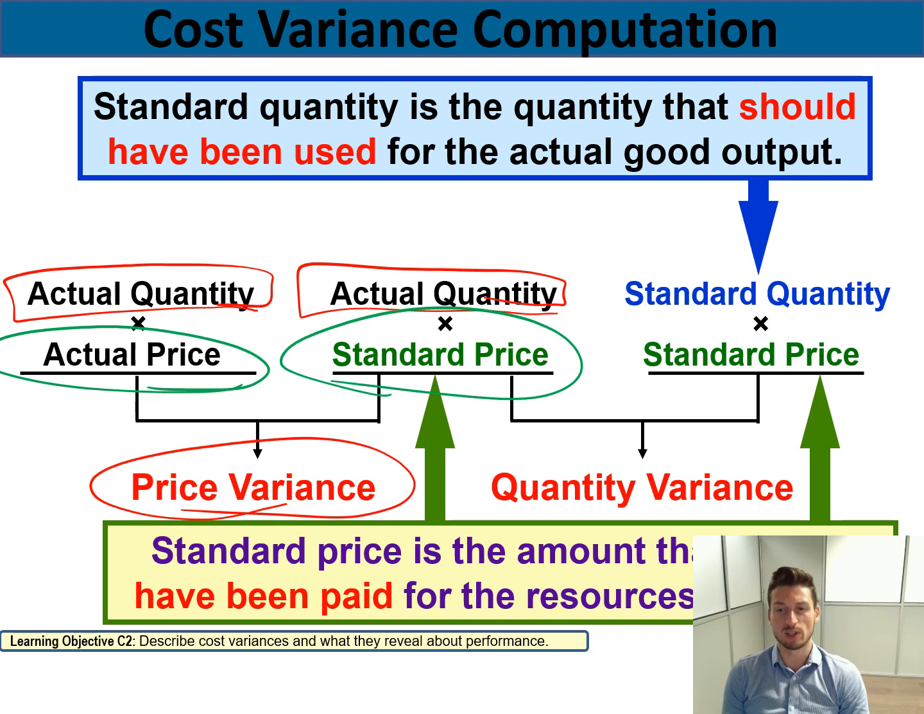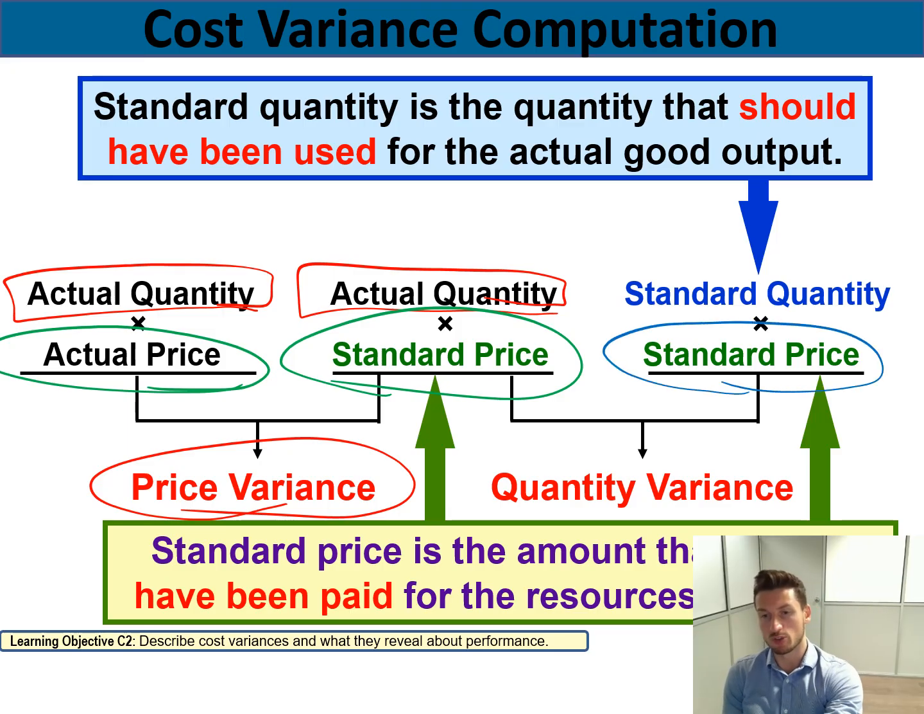What about quantity variance? As you can see, standard price stays the same between these two. What is changing? Actual quantity and the standard quantity. Okay.